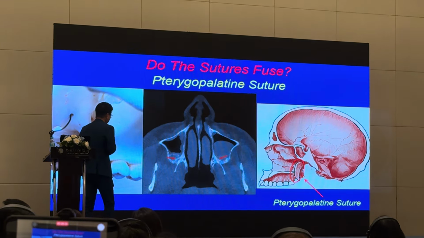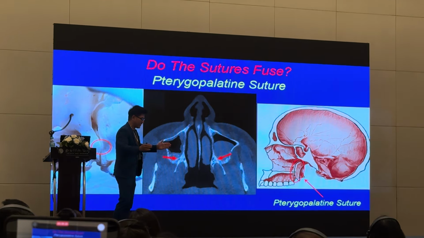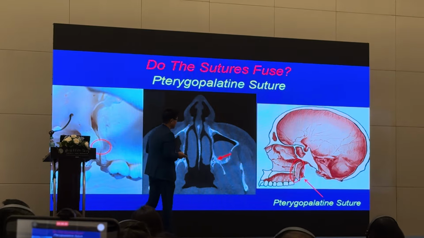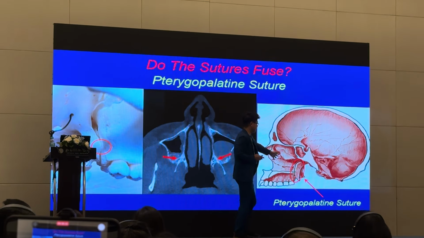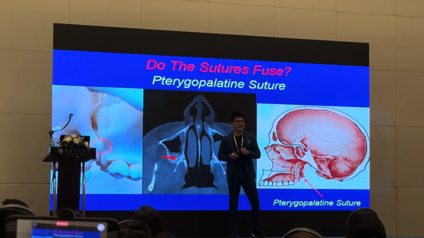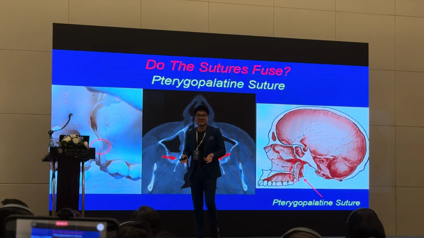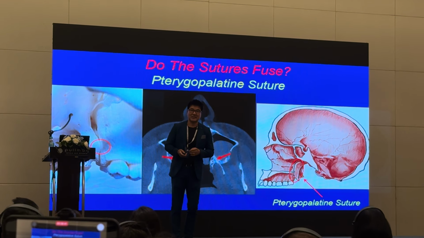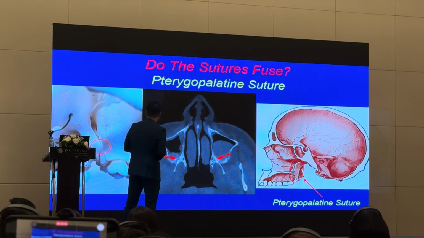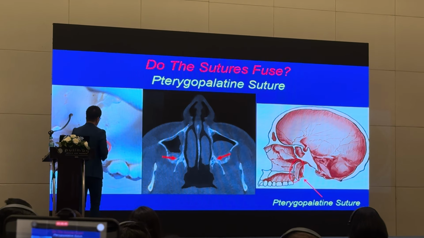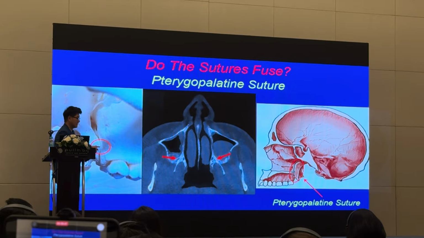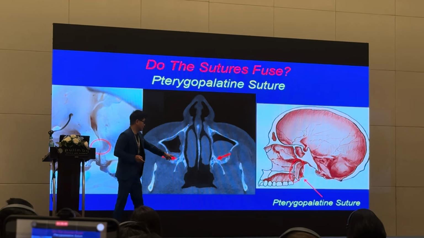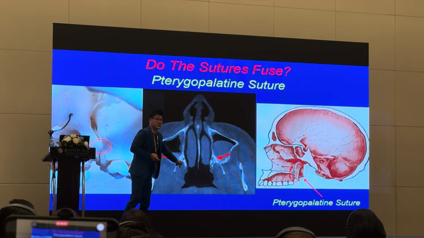Anyway, if you're getting this parallel expansion, does that mean we're disarticulating the pterygopalatine suture? We must be, right? How can you get posterior expansion without disarticulating the pterygopalatine suture? This is the pterygopalatine suture. If you cut across, the suture looks like this. So it is used.